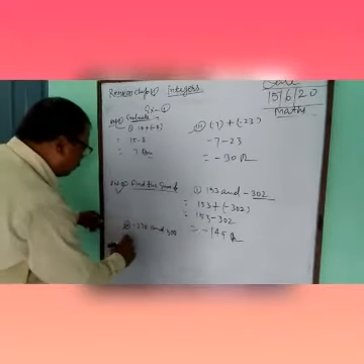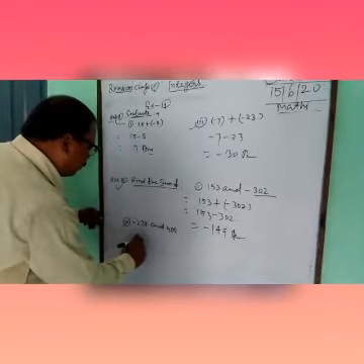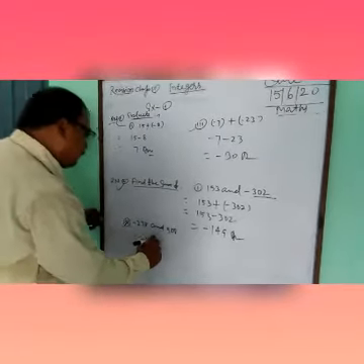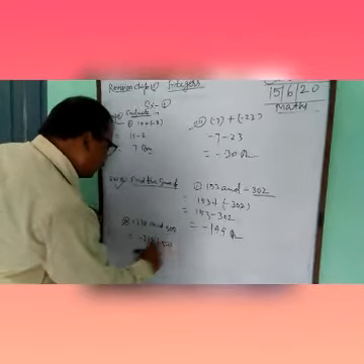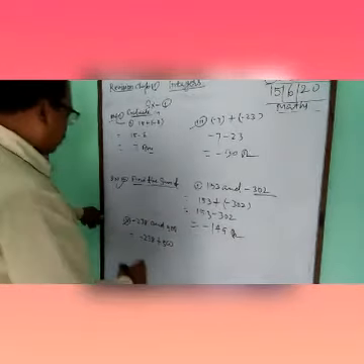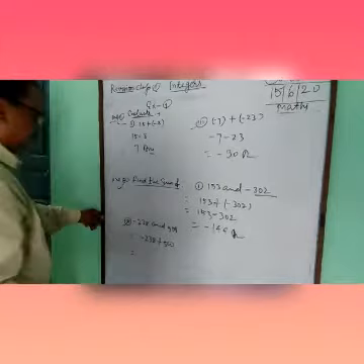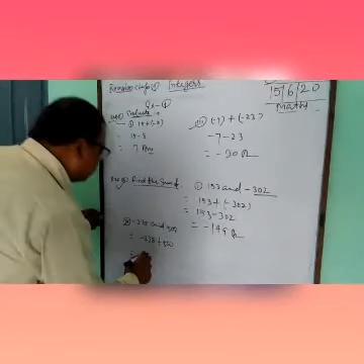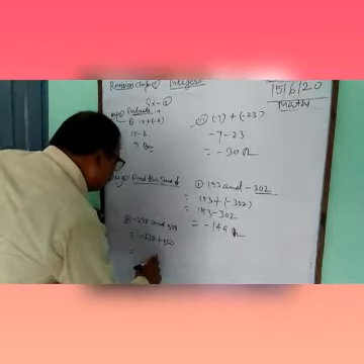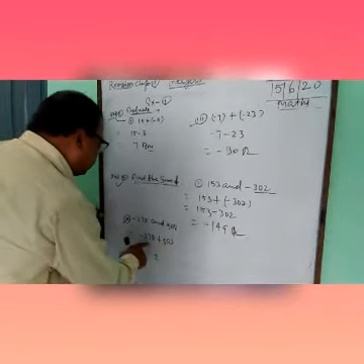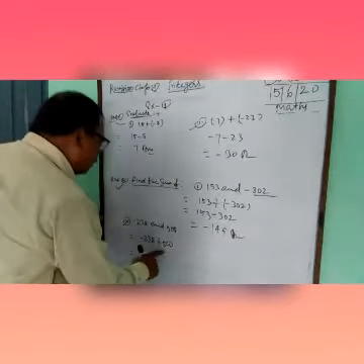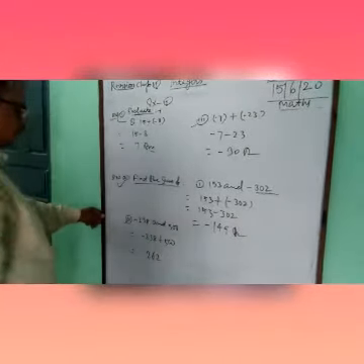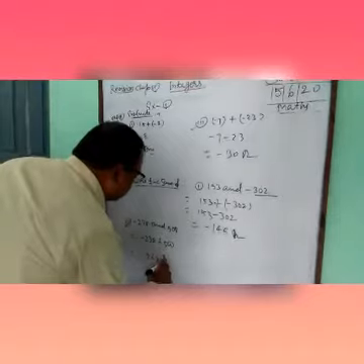Question number 4: -238 plus 500 is equal to 10 less 8 is equal to 2, 9 less 3 is equal to 6, 4 less 2 is equal to 2, with positive sign. Answer.